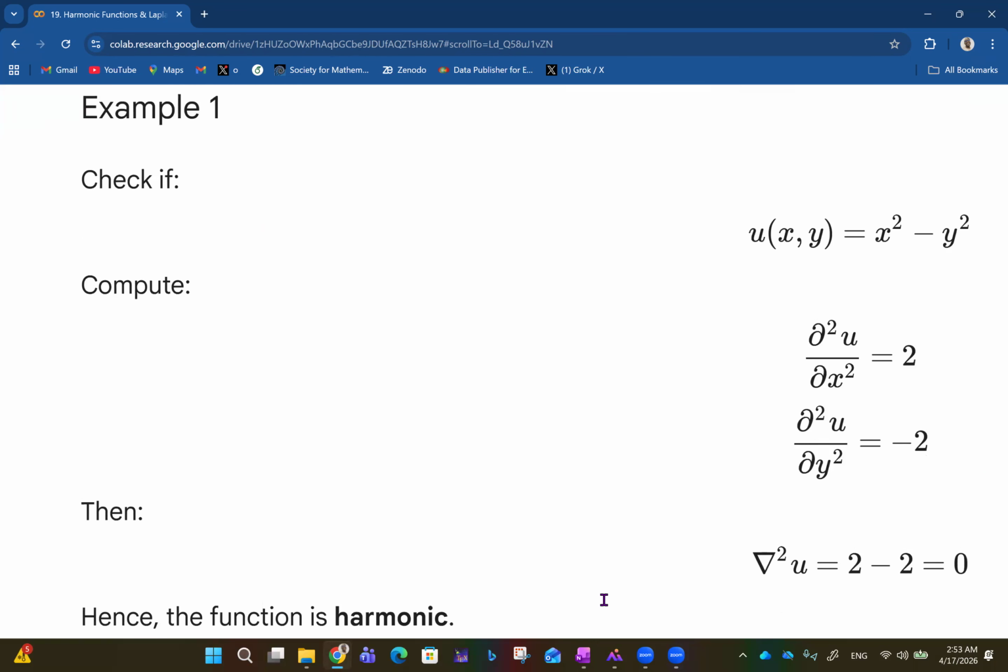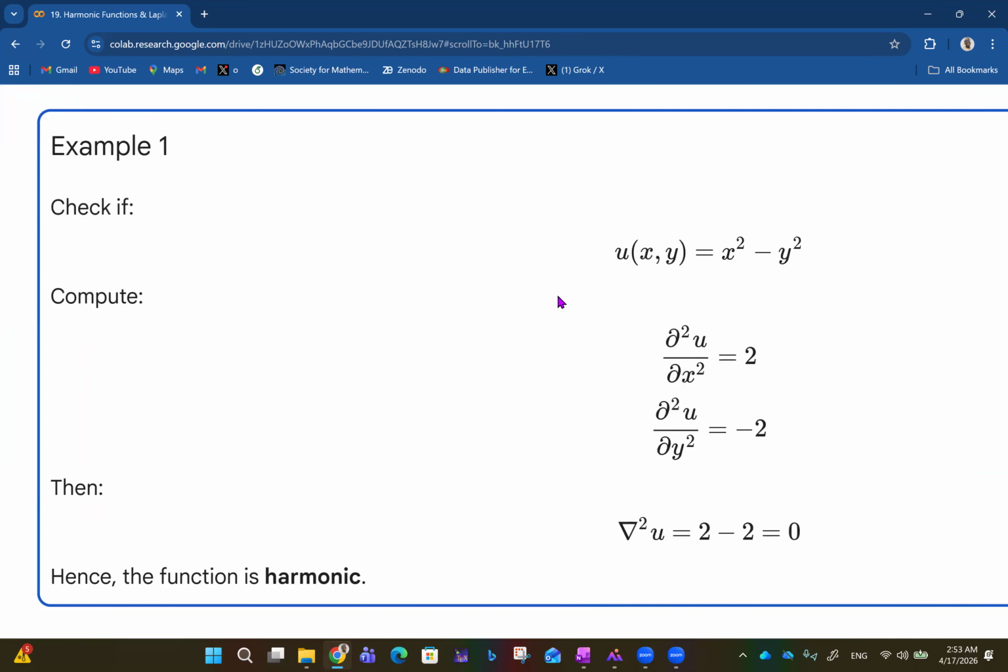So let's look at an example here. Check if u of x comma y equals x squared minus y squared is harmonic. First of all, you want to compute the second derivatives. The first derivative, partial u partial x, is 2x. Differentiate again, you get 2. Same goes for minus y squared. Partial u partial y is minus 2y. Then partial squared u partial y squared is minus 2. Then if you add the two together, 2 minus 2, you get 0. Then this function right here is harmonic.